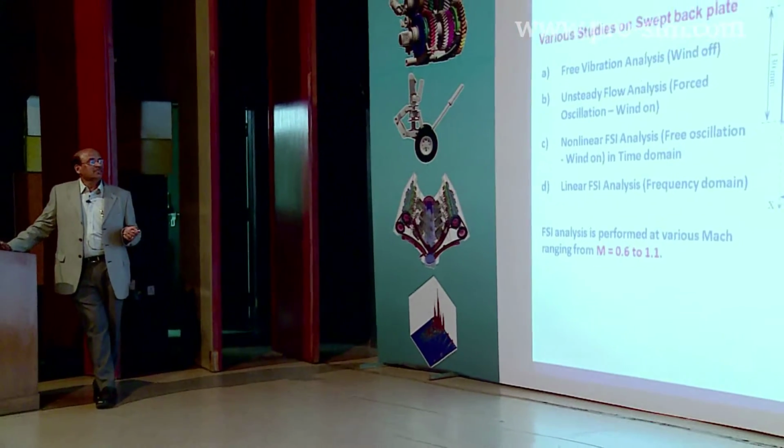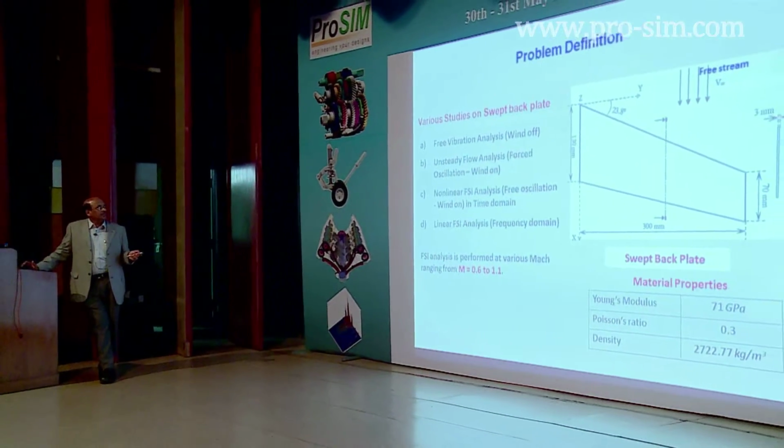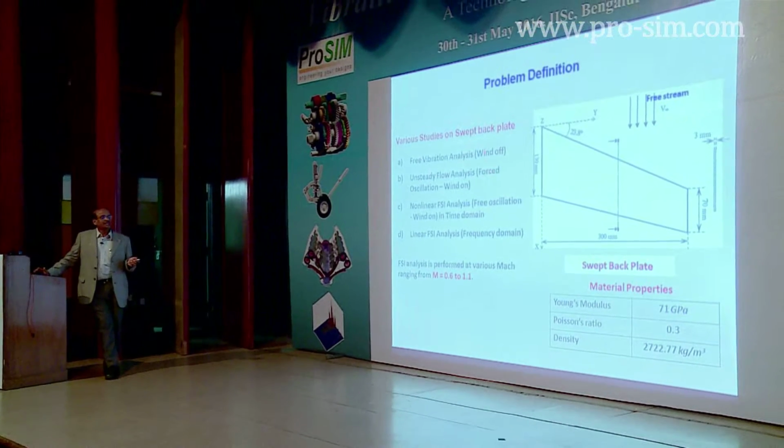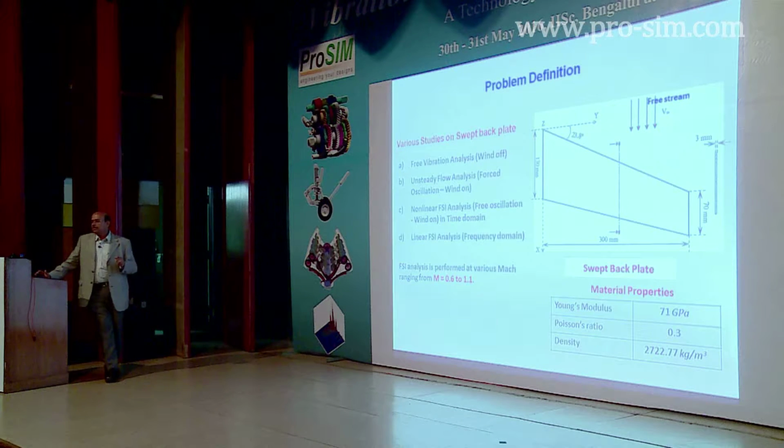This problem is a swept back plate which essentially represents the kind of wing that we encounter. Among the various studies, first we do a free vibration analysis, which in aerodynamic terminology is called wind off. Then we also do unsteady flow analysis, which in aerodynamic terminology is called forced oscillation, wind on. These two are regular checks of our vibration modes, frequencies and other things. The first is done to see that our finite element model is fine and we are getting all the frequencies properly. The second is a flow analysis done to see that all the pressure coefficients and other quantities our code is computing are fine and in line with our expectation.